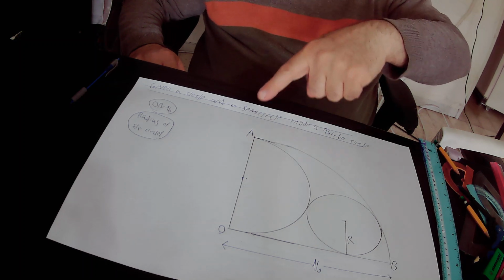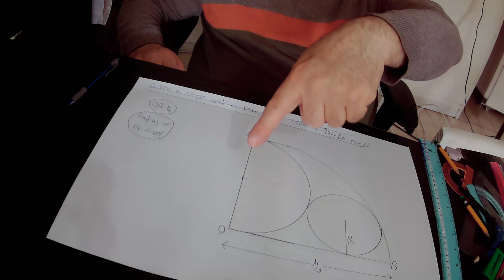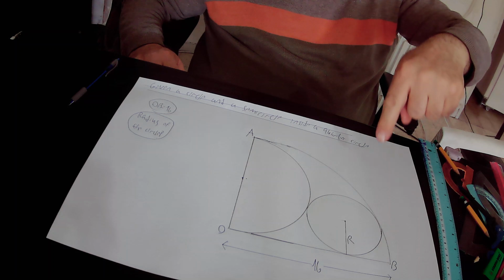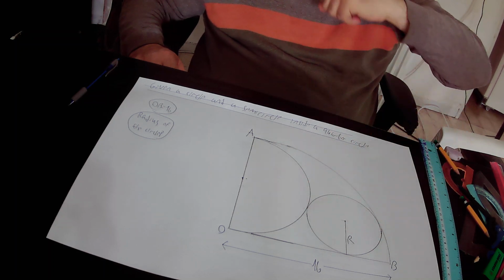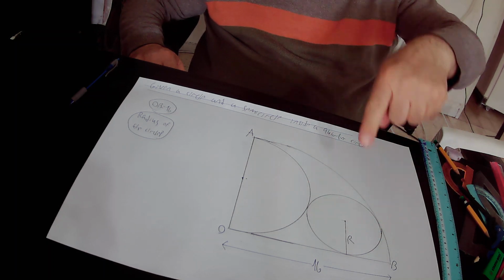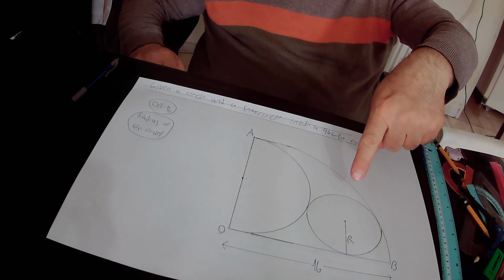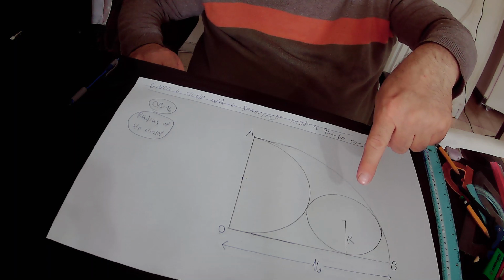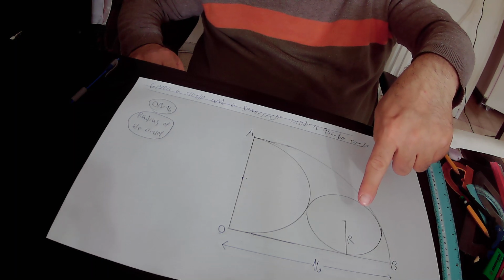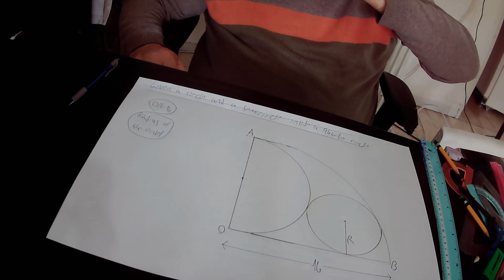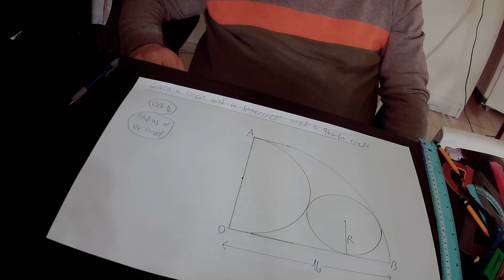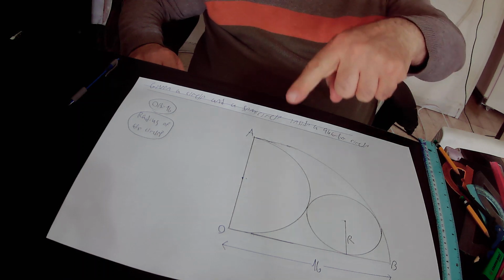In addition, inside this quarter circle AOB, we have a semicircle. This is a semicircle, and we also have this small circle with radius capital R, and our mission is to find out the radius of this small circle, that is to say the value of capital R. So first of all, we will define the relevant points of this drawing with letters.